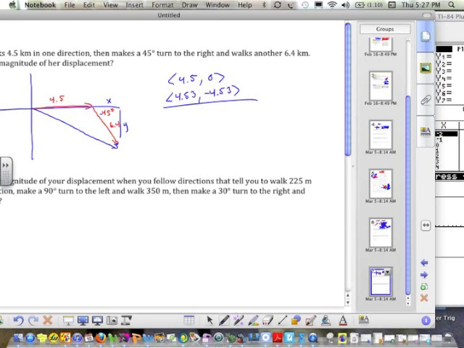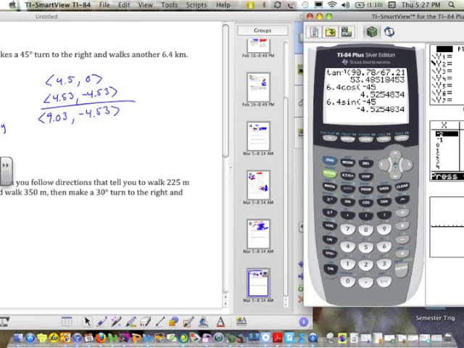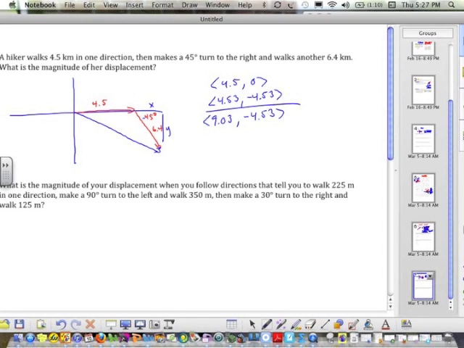So now I add them. So I get 9.03 and negative 4.53. So the magnitude is going to be the Pythagorean theorem on these. So the square root of 9.03 squared plus, or yeah, I'm going to keep it positive since I'm squaring it anyways, 4.53 squared. What comes out to be 10.10. So the distance that this traveler has gone from their initial point is 10.10 kilometers.